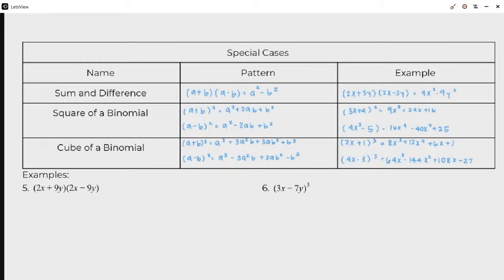And the last one is cube of a binomial. So if we have a plus b cubed, that would be a cubed plus 3a squared b plus 3ab squared plus b cubed. And a minus b cubed would be a cubed minus 3a squared b plus 3ab squared minus b cubed.